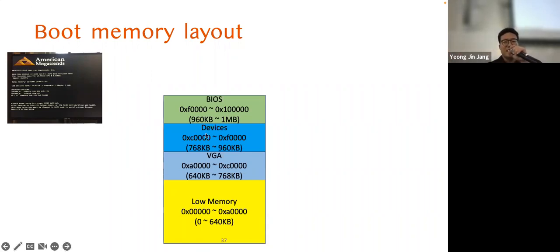And then from C0000 to F0000, each 64 kilobyte chunk will be used by some of the devices. I'm not sure if you have heard about the sound card. Nowadays, all machines are equipped with audio on the motherboard. But in very old days, there was no audio feature at all, and we needed to purchase a Sound Blaster or AdLib sound card. If we plugged that into the machine, it would use this device area for memory access.